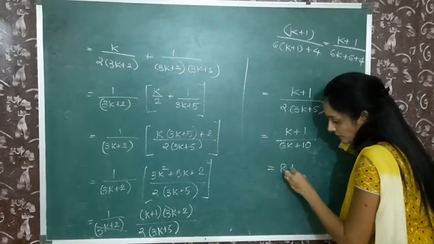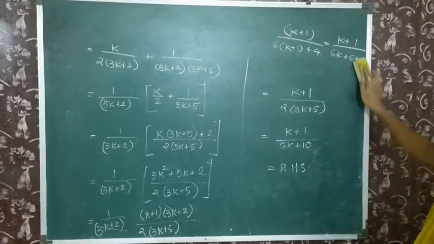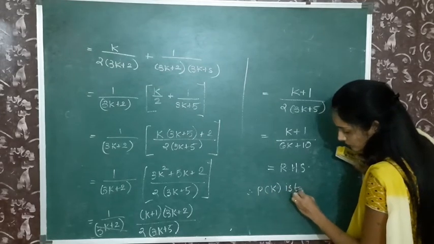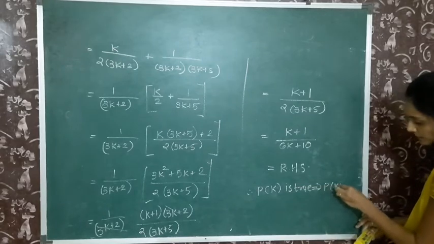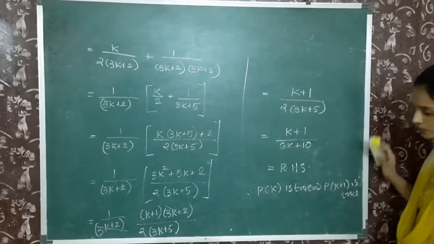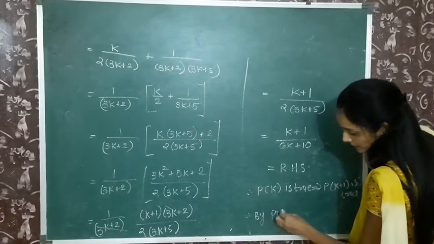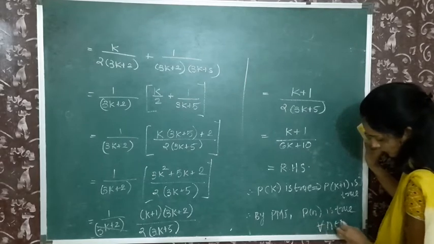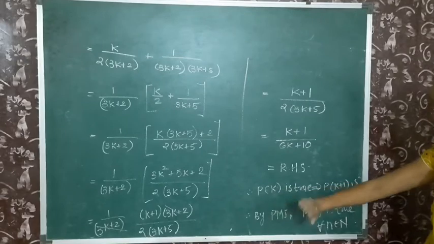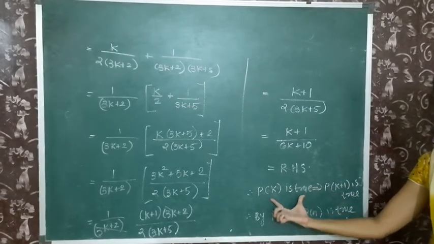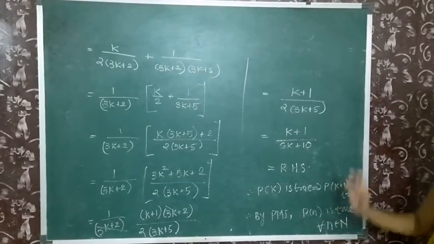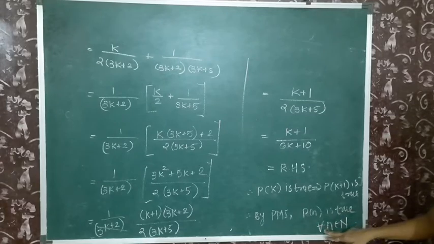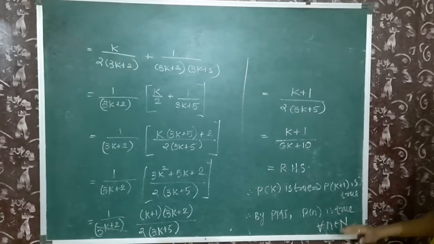Okay, so we can write LHS is equal to RHS, and then we can write down, therefore P(k) is true implies P(k plus 1) is true, and therefore by PMI, P(n) is true for all n belongs to N. That means we take P(k) is true, and using P(k) is true, we prove P(k plus 1) is true, and therefore by PMI, that means principle of mathematical induction, P(n), that means the given statement, is true for all n belongs to N, that means for every natural number.